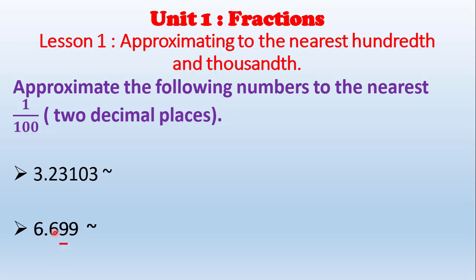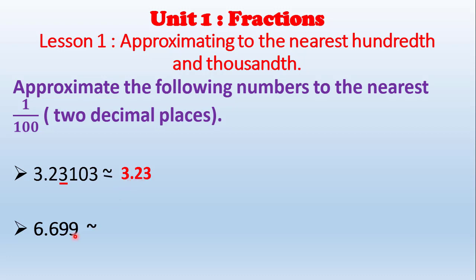Okay, let's start with the first one. The first step is to underline the hundredths. Do you remember? Here we have the whole number, then a decimal point to the right. To the right of the decimal point we have tenth, hundredth. So 3 is the hundredth. Look at the right and check. To the right here we have 1. 1 is less than 5, so 3 will stay as it is. You will not change 3. And all the numbers to the right will be cancelled or will become 0. So we have 3.23.